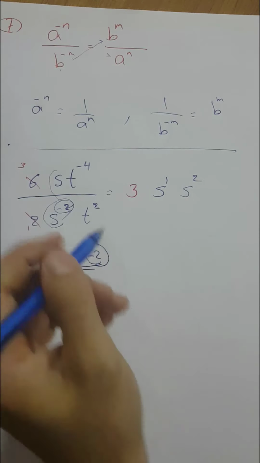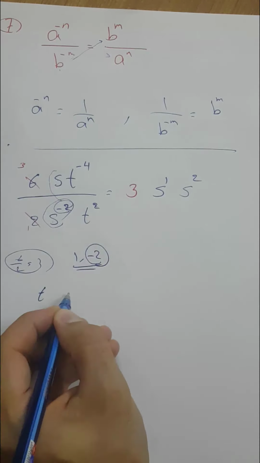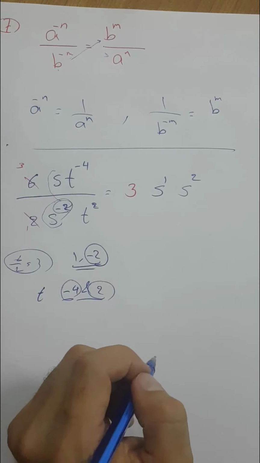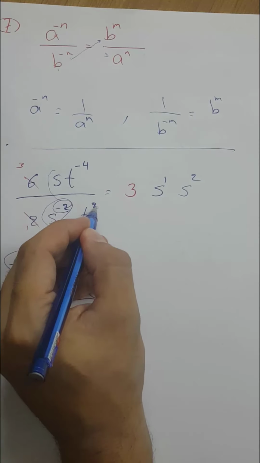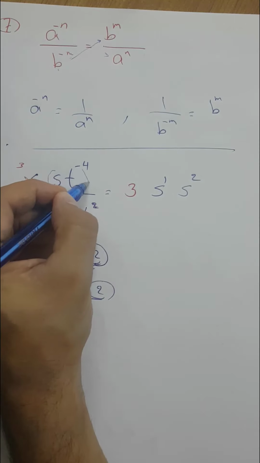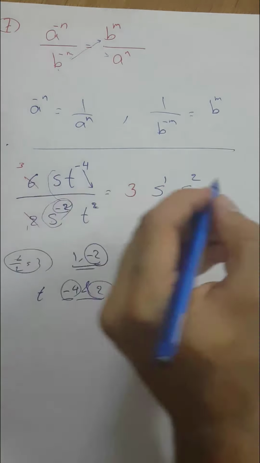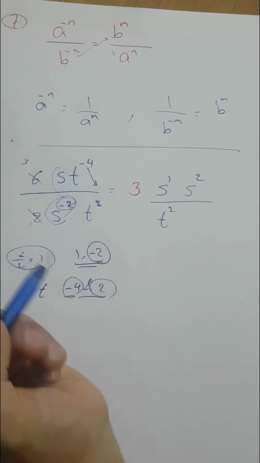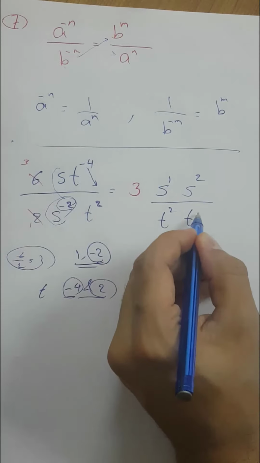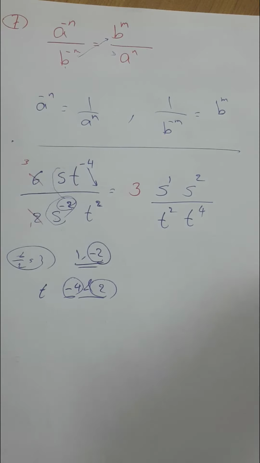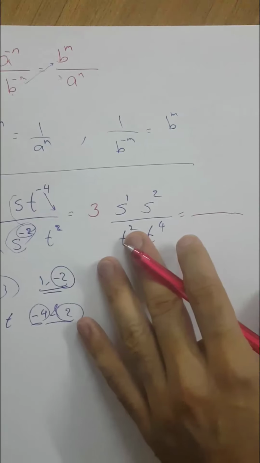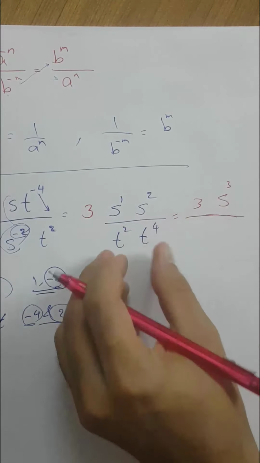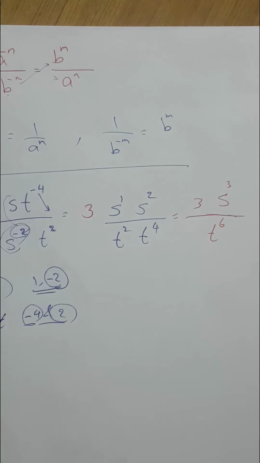Now, for t, I have minus 4 and 2. Which of them is the largest one? 2. So we will fix this one and move the other down. I'll get t to power 2 and negative 4, because the smallest exponent should come down, and we'll get 2t to the power 4. In the last step, depending on the first rule, I'll get this.